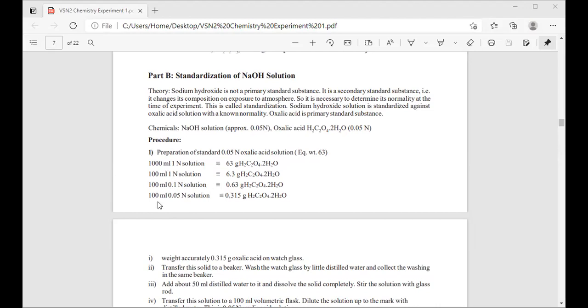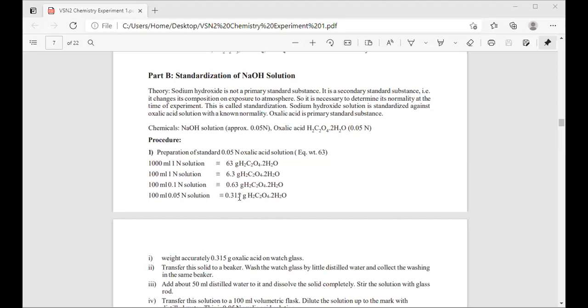Whatever you do here, the same operation you have to carry out here. Here one normal was constant, here we divided 1000 by 10, here also 1000 by 10. Here 100 is the same 100, but 1 became 0.1, so here 6.3 we have divided by 10. Instead of 0.1 it has become 0.05. So here we have made it 0.315.